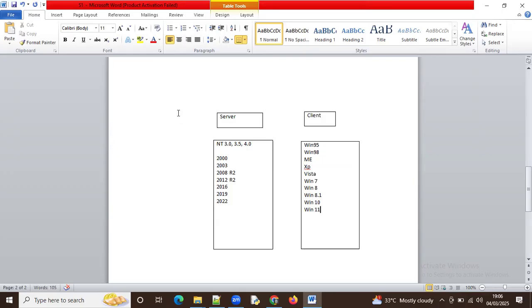So the server is serving the services to the client. With whose help does the server serve its services? The server will take help from ports and protocols. By using ports and protocols, the server will serve.